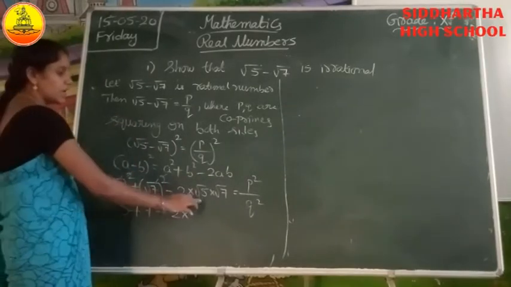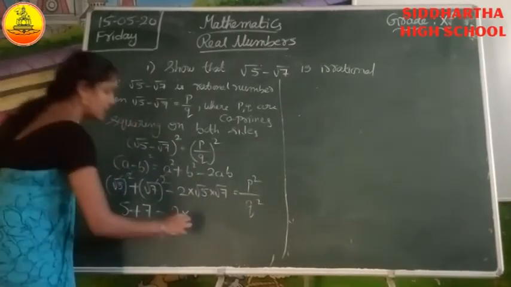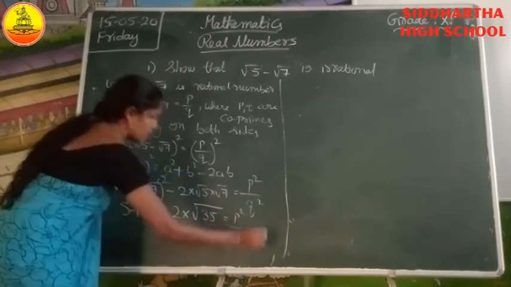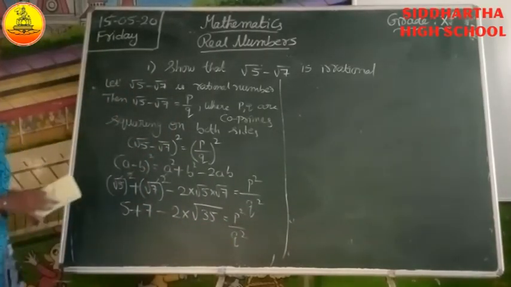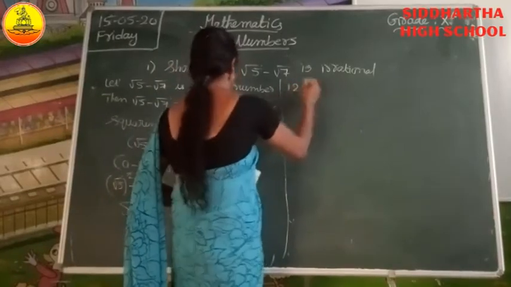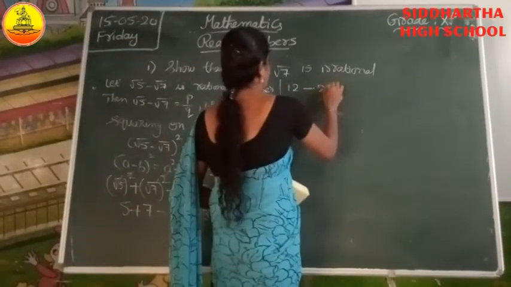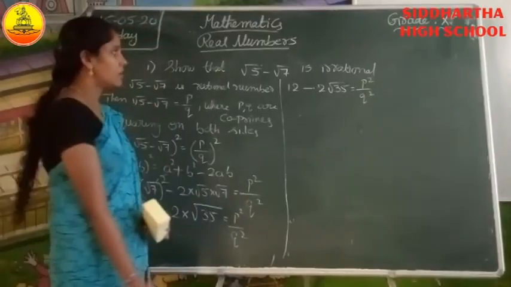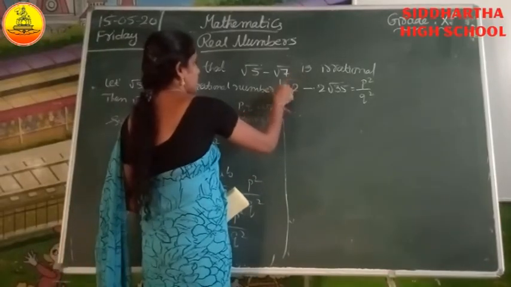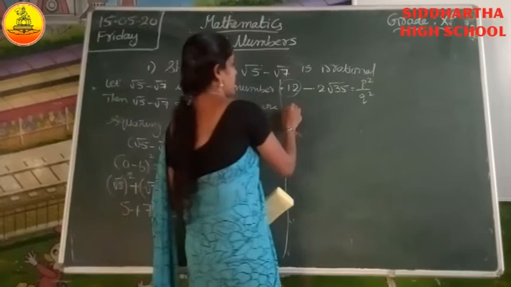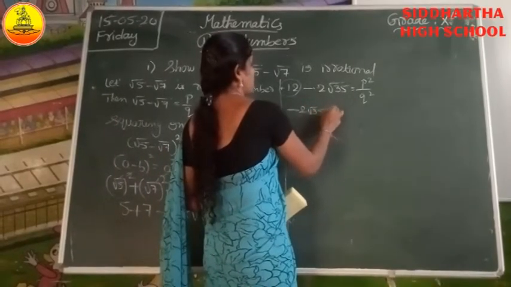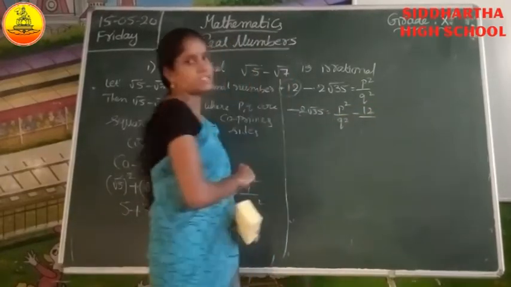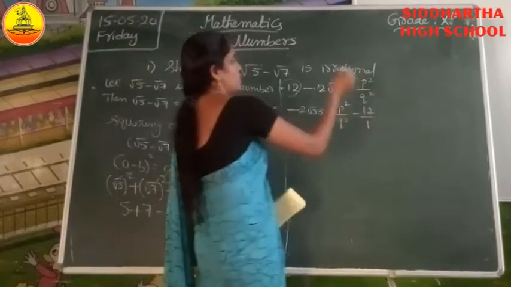So what do we have to do? Root a into root b is root a into b. That means root 5 into 7, 35, is equal to p square by q square. Now add 5 plus 7, how much? 12. 12 minus 2 root 35 is equal to p square by q square. Now you transpose. Plus 12 you transpose to that side, it becomes minus 12. Minus 12 can be written as 12 by 1.